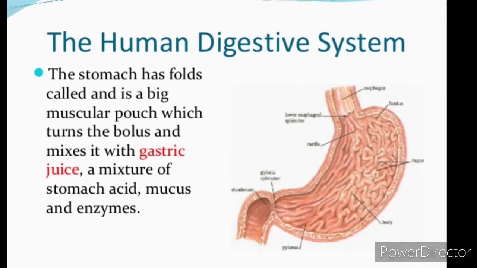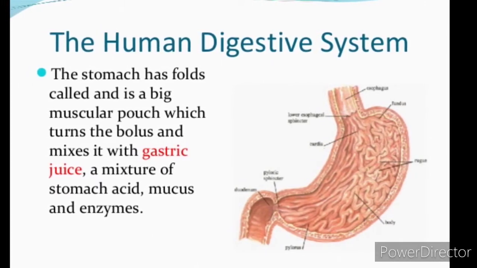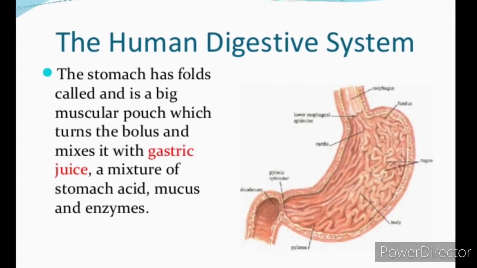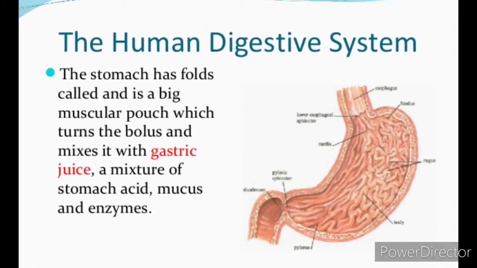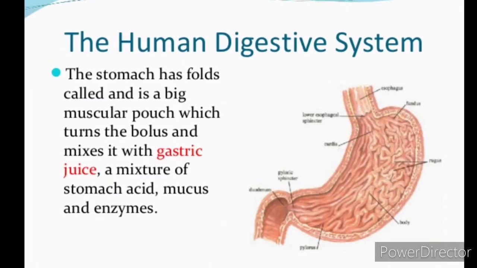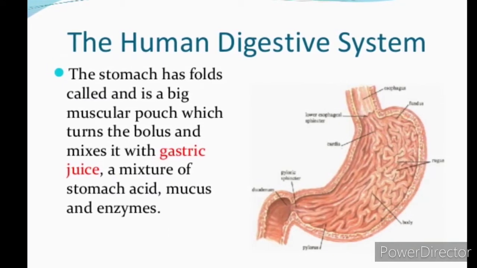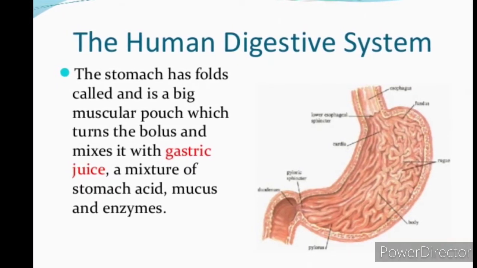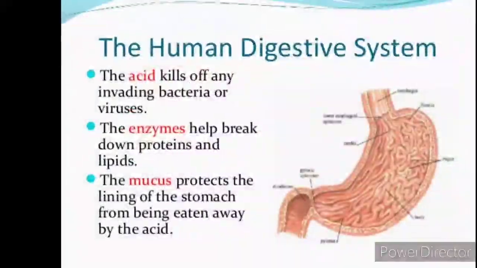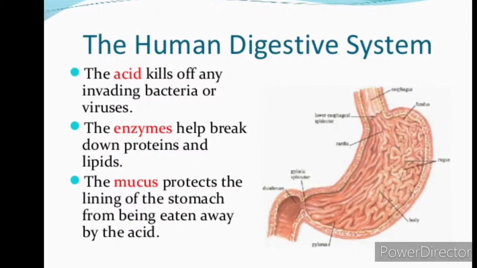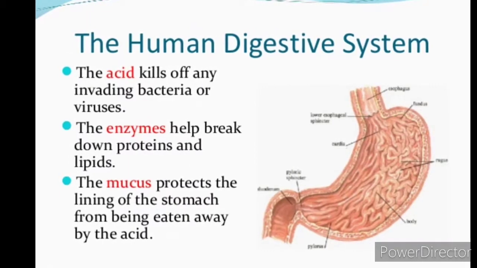The stomach has folds, and it is a big muscular pouch which turns the bolus and mixes it with gastric juices. The mixture of stomach acid, mucus and enzymes, these are digestive enzymes. Further, these food molecules are ground into very small pieces, meaning these complex structures are getting simplified here. The acid kills off any invading bacteria or viruses here. The enzymes help break down proteins and lipids here.